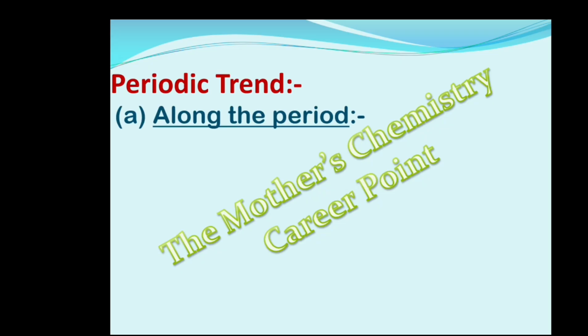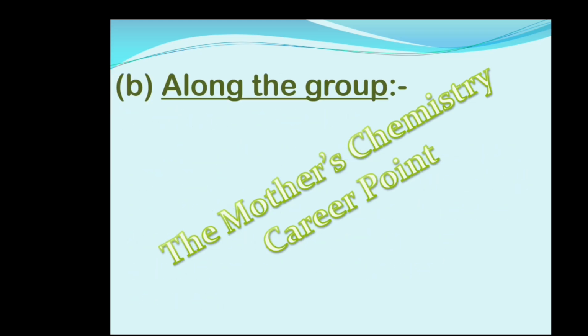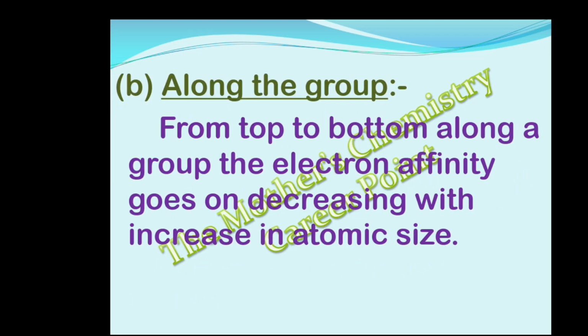Periodic trend. Along the periods, the electron affinity increases from left to right due to decrease in atomic size and increase in nuclear force of attraction to the outermost electron. What happens along the group? From top to bottom along the group, electron affinity goes on decreasing with increase in atomic size.